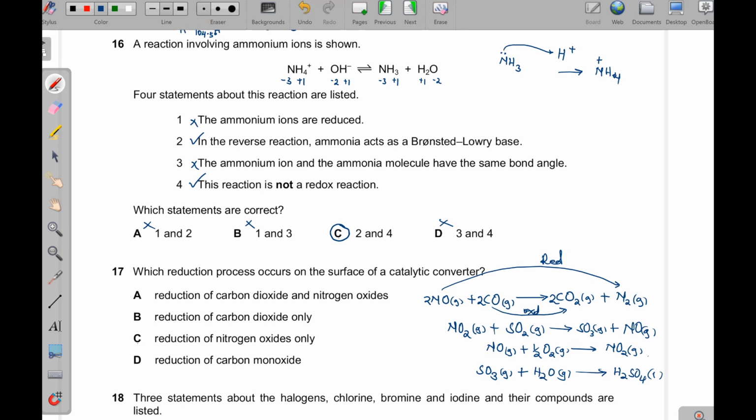So they are saying in the options here, reduction of carbon dioxide and nitrogen oxides. This one is wrong. We have seen that this one is oxidized, I mean reduced, and then this one is oxidized. Then reduction of carbon dioxide only. Carbon dioxide is actually oxidized, so that is wrong. Then reduction of nitrogen oxides only. Yes, there is reduction of these nitrogen oxides, so this one is correct. But then the reduction of carbon monoxide is what? Oxidized. You see that? So our answer is C.